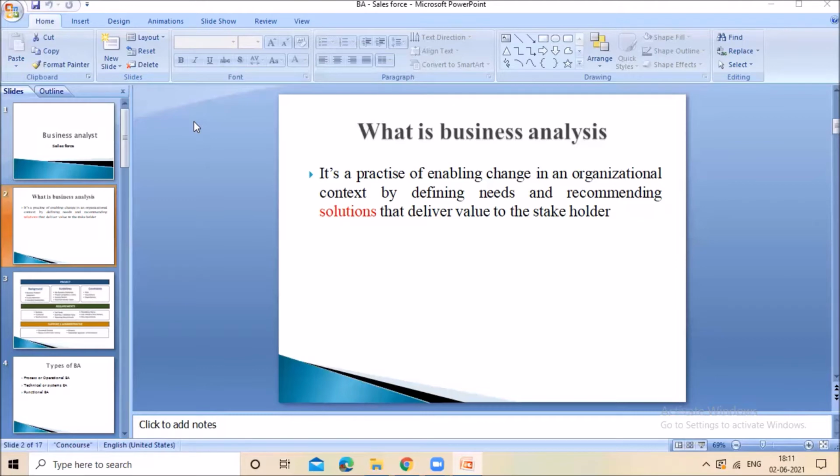Please don't hesitate. Now, when we are working on the requirements, what we have to do is we need to understand the business problem first, and we need to provide solutions accordingly. This is what generally business analysis is.